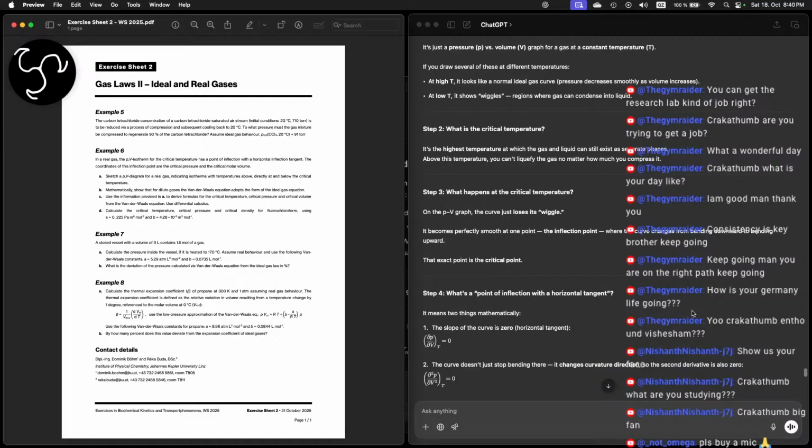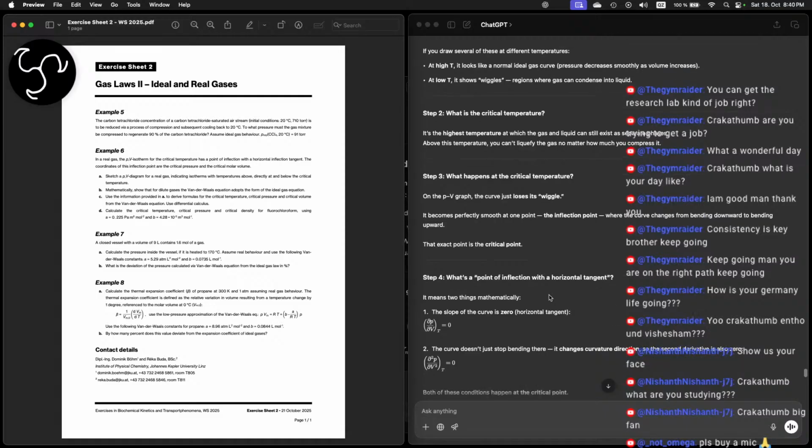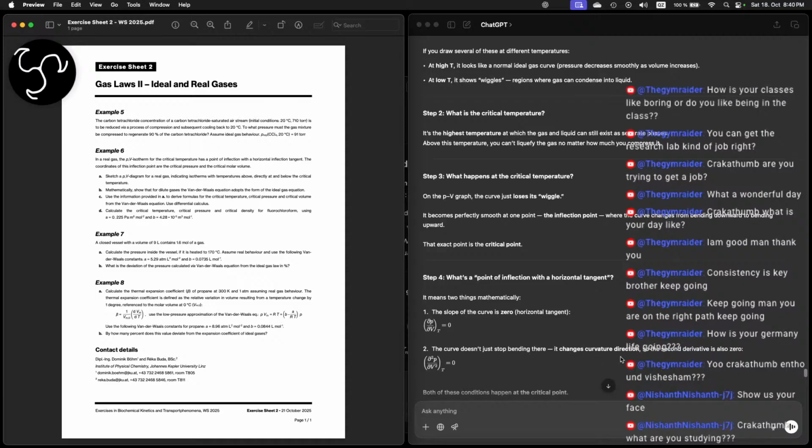That exact point. Okay, what is the point of inflection with horizontal tangent? Yeah, it means two things mathematically. The slope of the curve is zero, horizontal tangent. The curve doesn't just stop bending there. It changes curvature direction, so the second derivative is also zero.